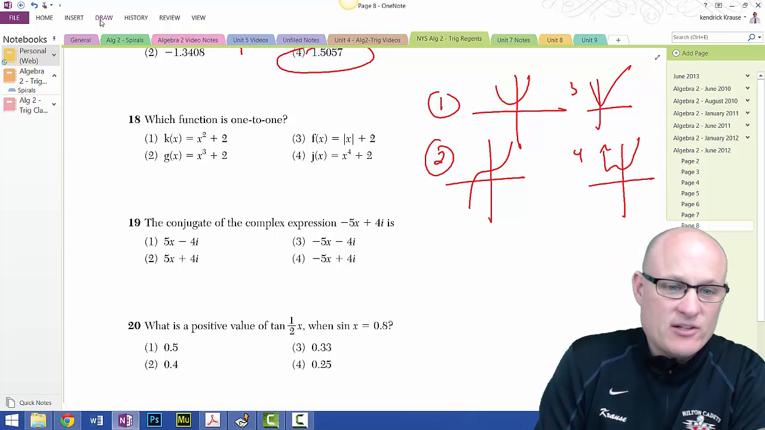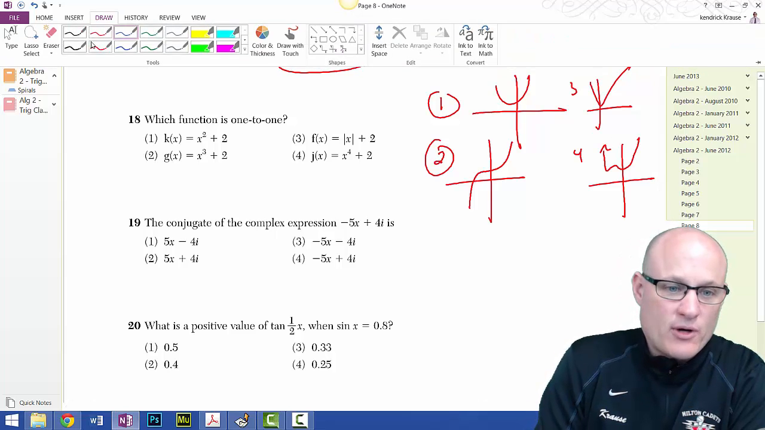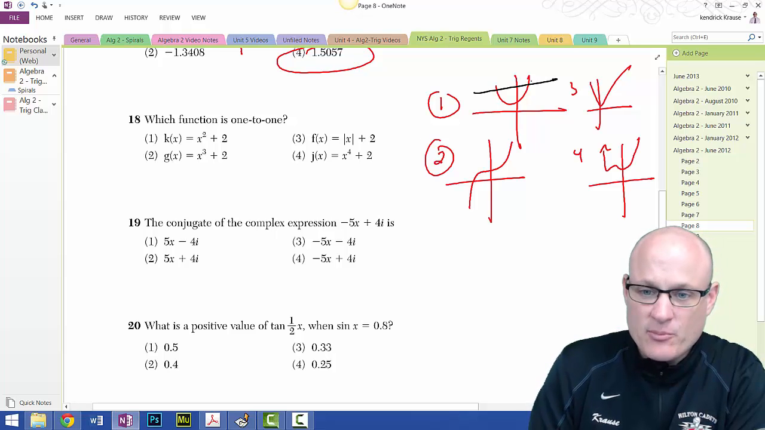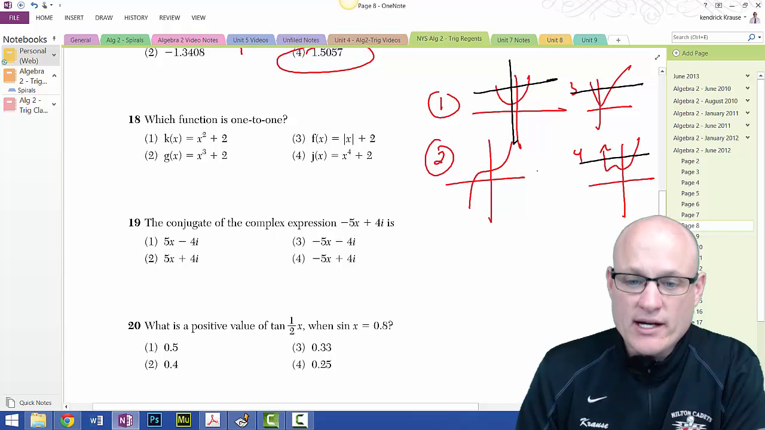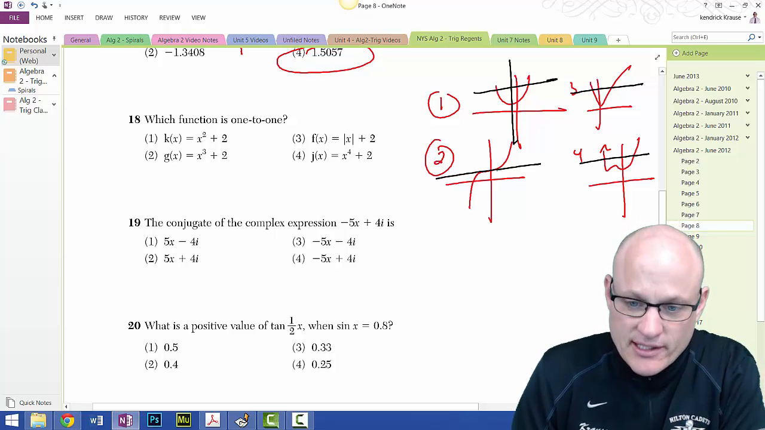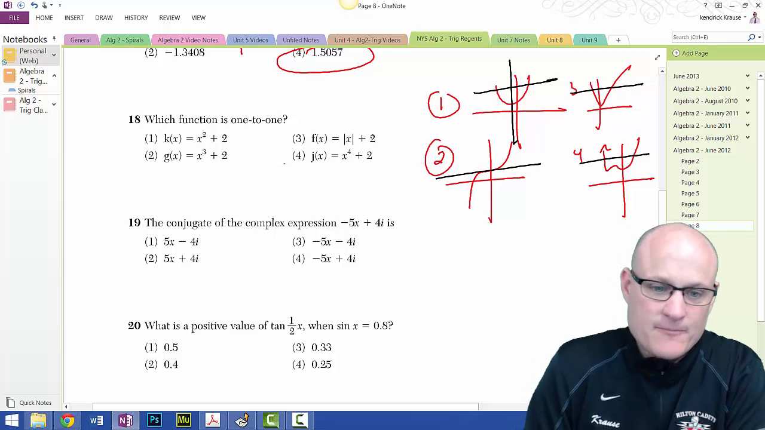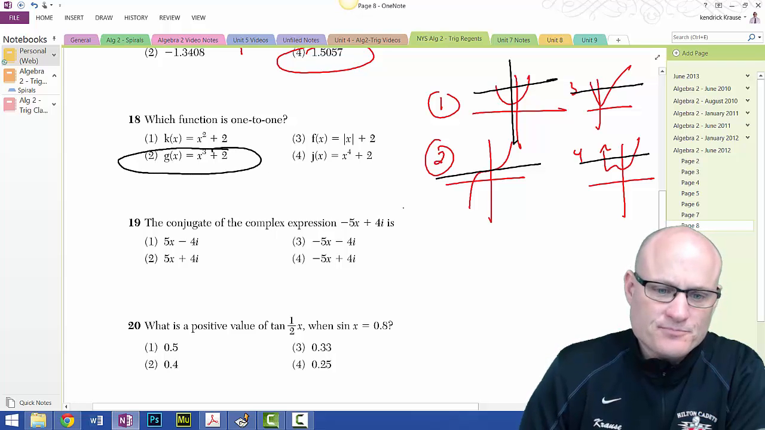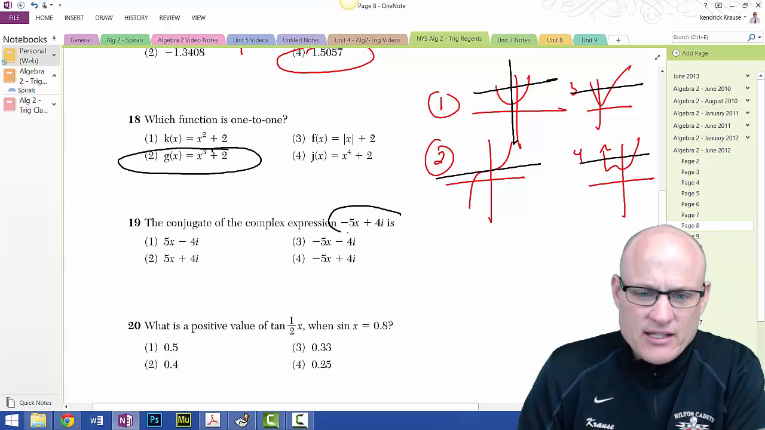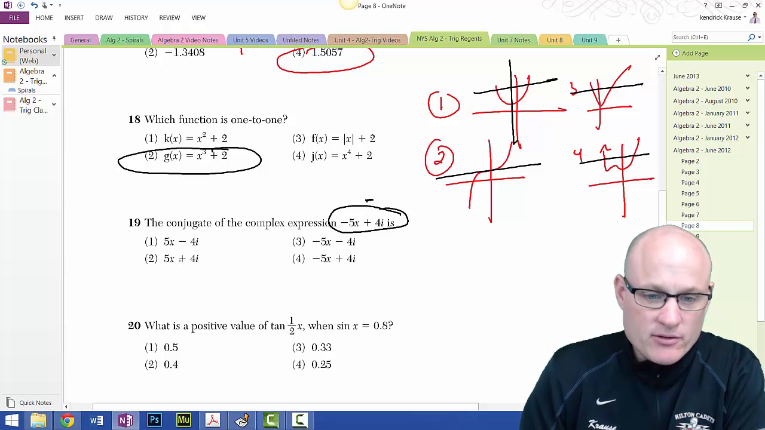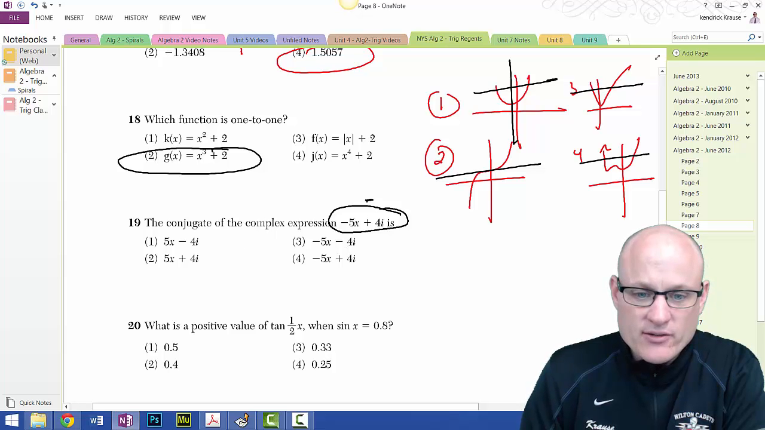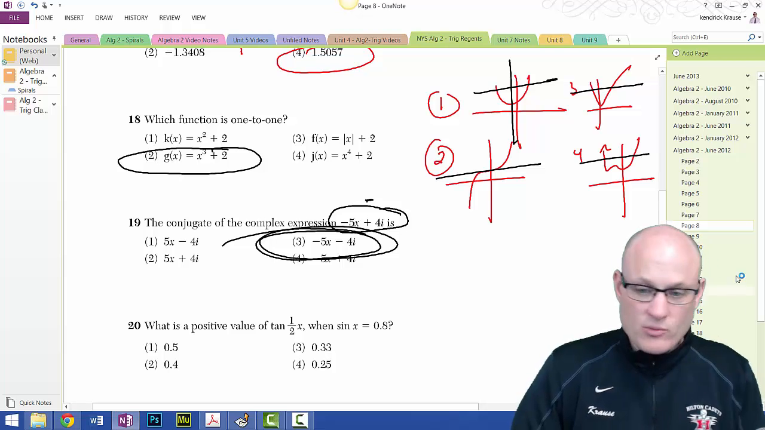What it has to be in order for it to be 1 to 1, as you are probably reminding yourself, is it has to pass the vertical and horizontal line test. And all of these pass the horizontal line test except for this one. I know it looks like it doesn't here, but it passes. Cubic. Conjugates: same exact thing with a minus sign. Now be careful. It's got to have a minus 5x and a minus in the middle. There it is, right there. Choice 3.